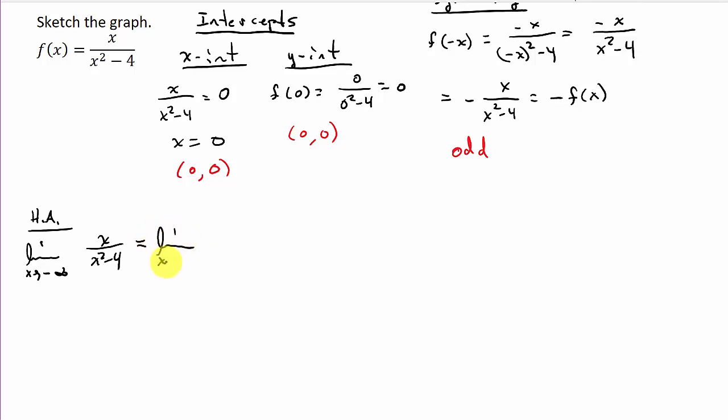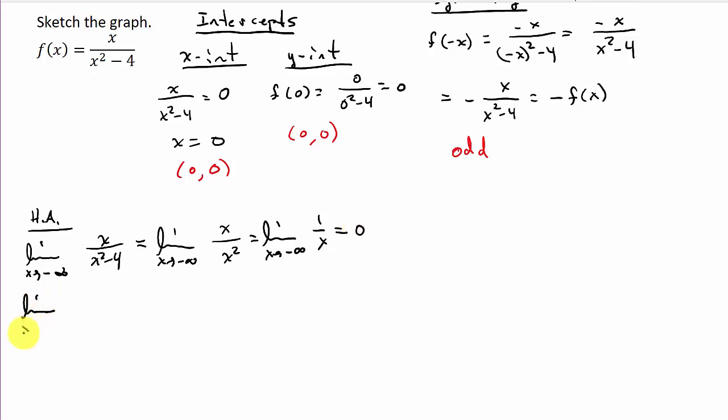So this is equal to the limit as x goes to negative infinity of x over x squared. Remember, you just keep the largest exponent from the numerator, largest exponent from the denominator. And so this is the limit as x goes to negative infinity of 1 over x. The x and x squared cancel, and we're left with 1 over x. And so this denominator is going to negative infinity, so that means the whole fraction is going to 0. So that tells us there's a horizontal asymptote at y equals 0.